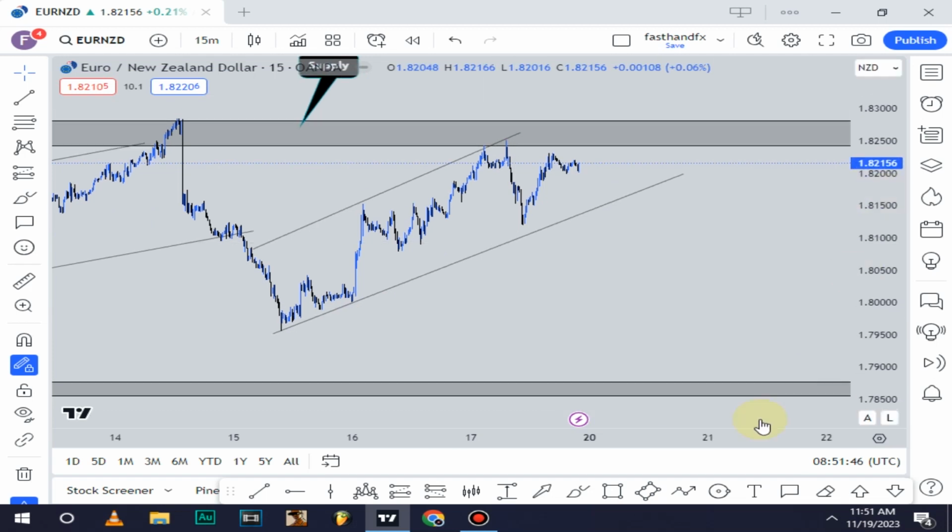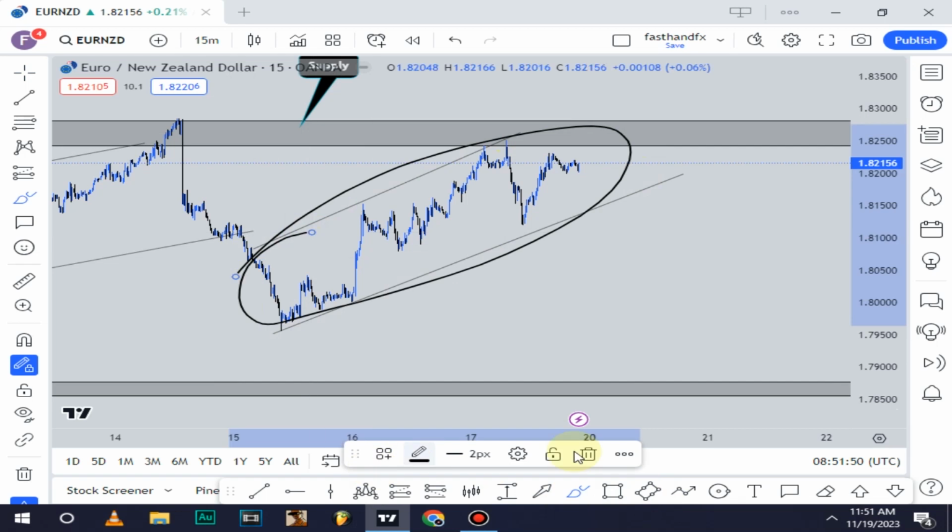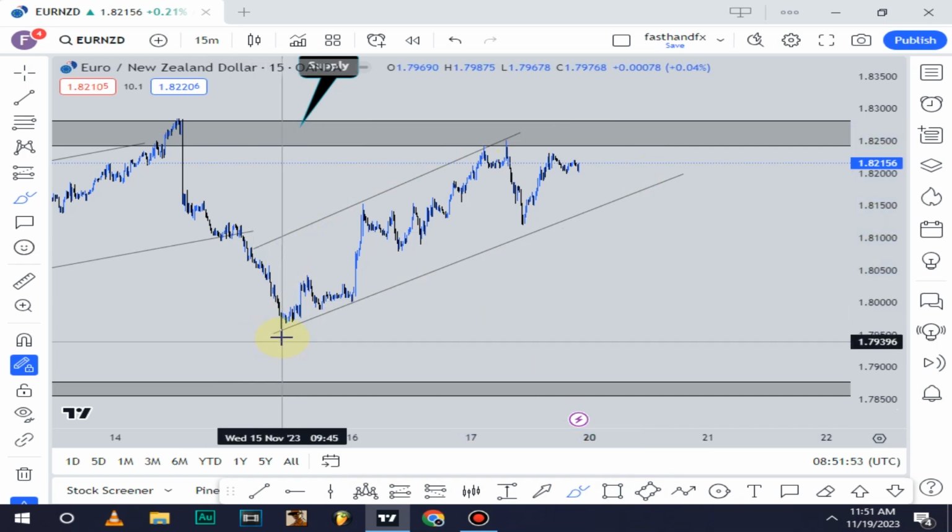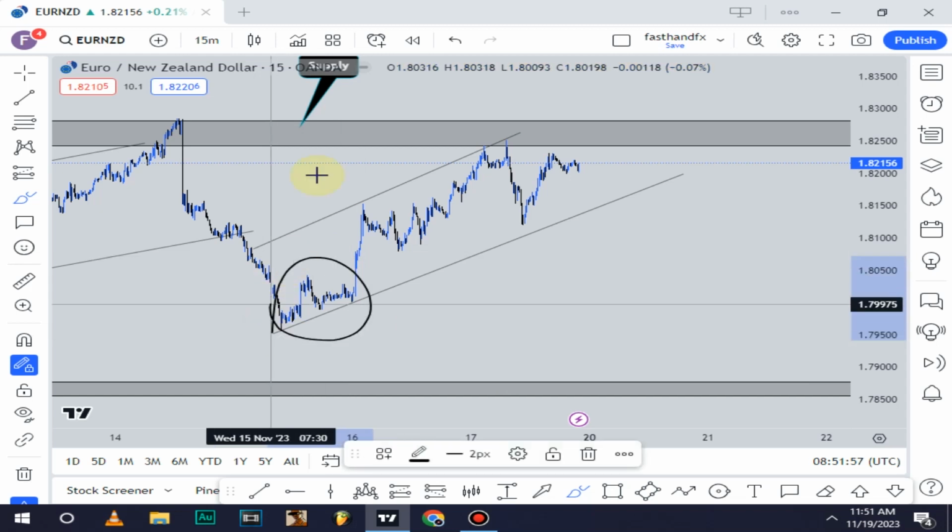Right at the 15 minute, I will try to analyze this zone right here, this zone right there. I want to understand what the market was doing. All right, so this is it. This was a fake out. I understand this was a fake out right there.